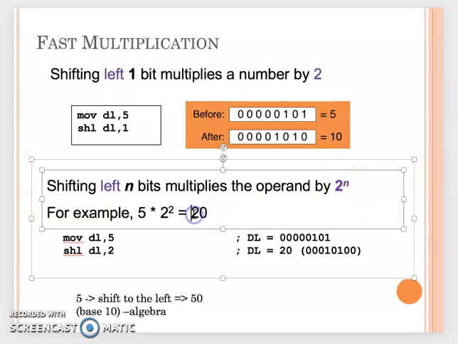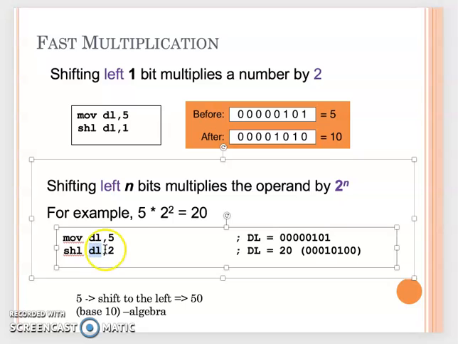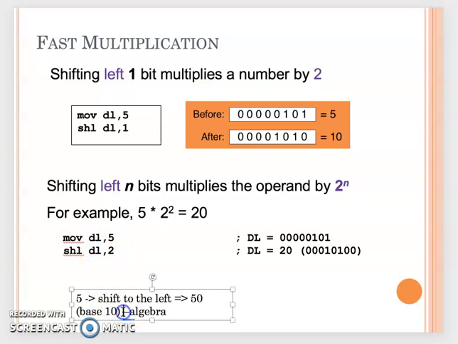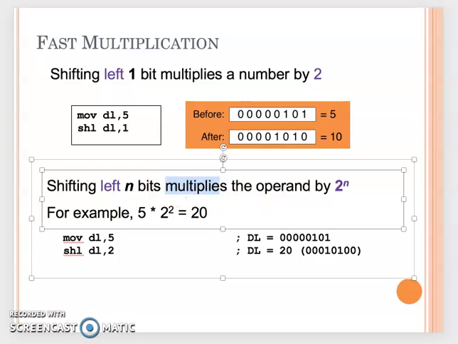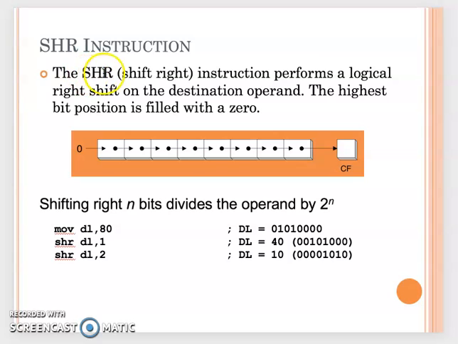So, for example, if you want to make your DL value multiplied by 4, you just need to shift DL 2 bits to the left. So that's the shift to the left. Shifting to the left to make your value bigger is multiplication, right? So now can you guess how about shift to the right? The shift to the right instruction performs the logical right shift, right? So the same thing, I shift to the right.